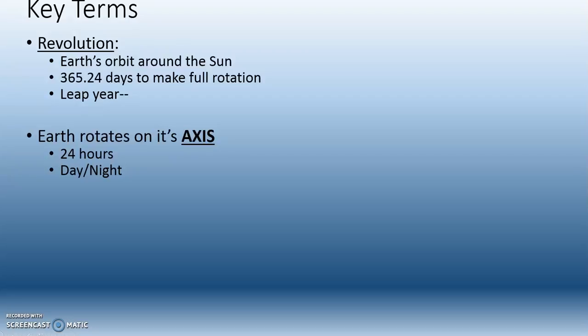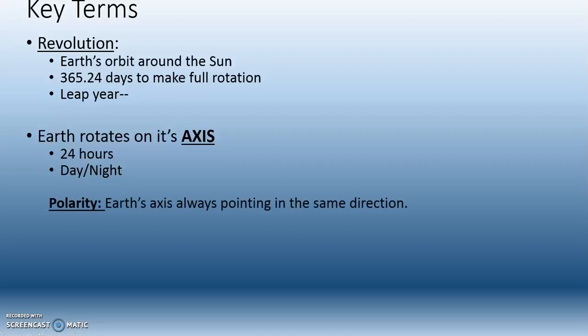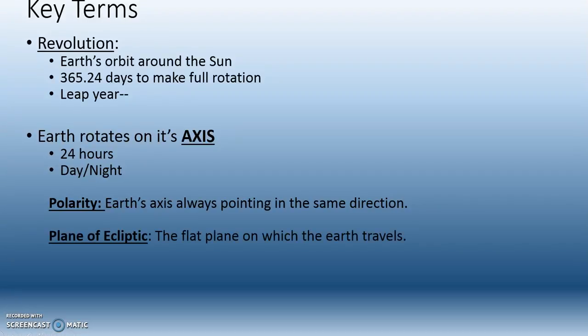The Earth rotates on its axis, and it takes 24 hours for the Earth to complete a rotation. And that's going to give us our night and day as it relates to the proximity and orientation of the Sun. We use the terminology polarity when we refer to the Earth's axis always pointing in the same direction as it's rotating and as it's in its revolution around the Sun.